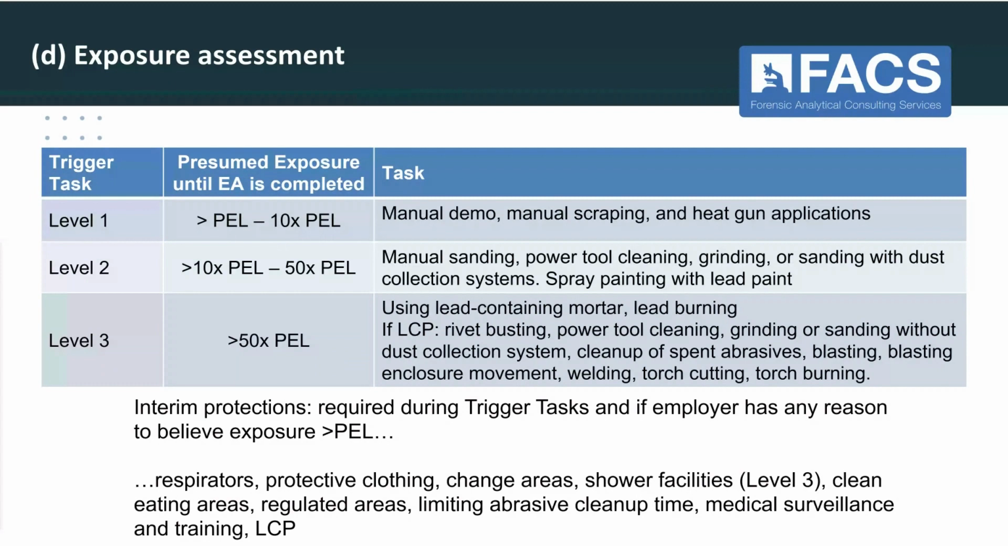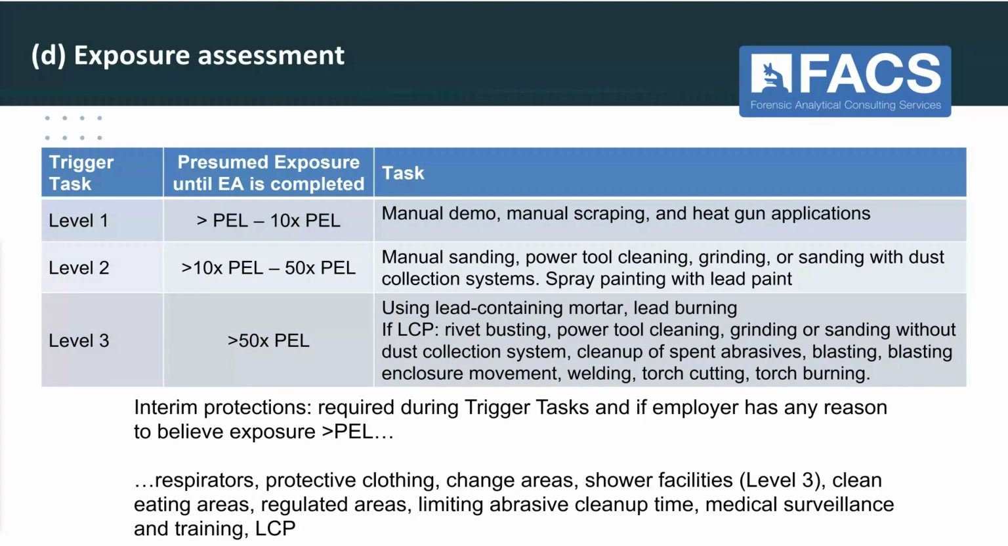And then level 3 is all these other things: burning lead, cutting, or blasting. I now have to presume my employees are exposed more than 50 times the PEL, and that means supplied air or SCBA respirators, a very, very high level of respiratory protection that I am required to start with at the beginning of the job.